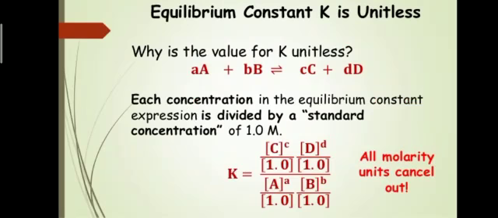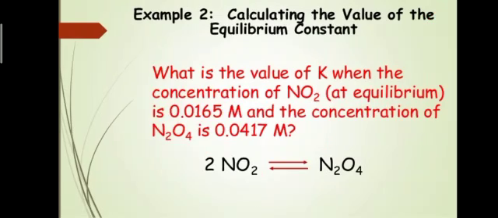Why is the value for K unitless? Each concentration in the equilibrium constant expression is divided by a standard concentration of 1.0 molar. So each concentration in the equilibrium constant expression, that is C, D, A and B, is divided by a standard concentration of 1.0 molar. Here is an example.